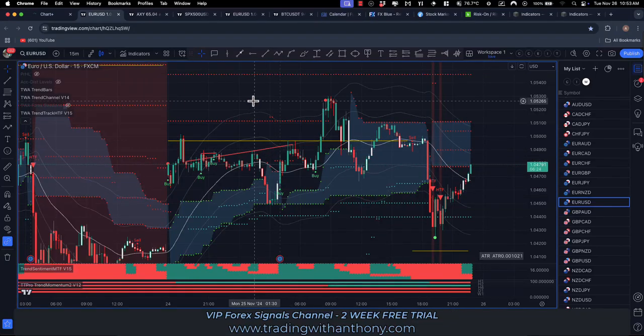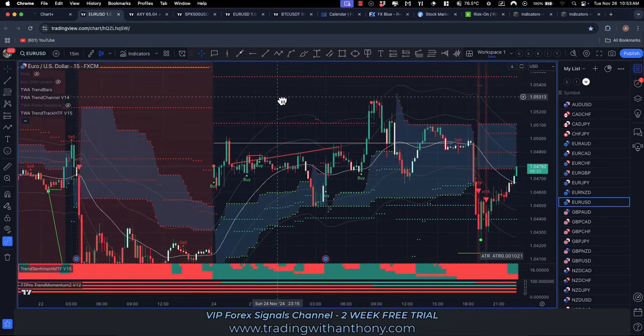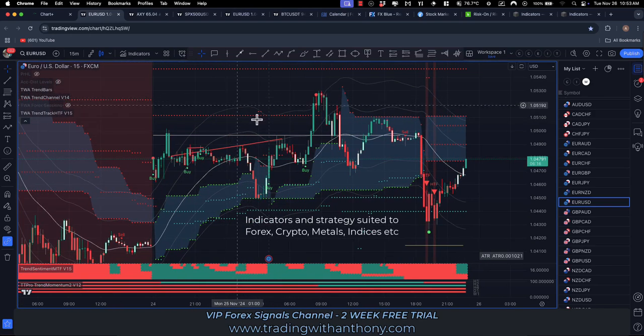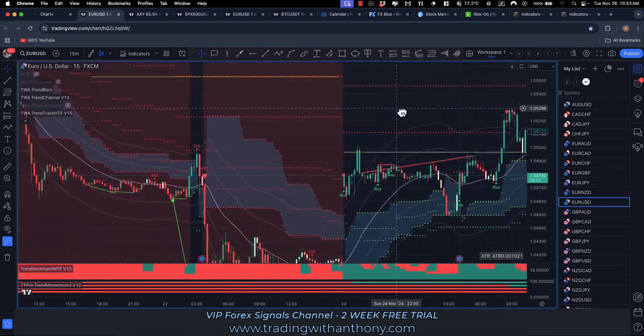Traders, this is a brief introduction to our TradingView indicators and strategy. We're trading Forex here. This is the euro dollar. We look for an opportunity when our indicators come together.